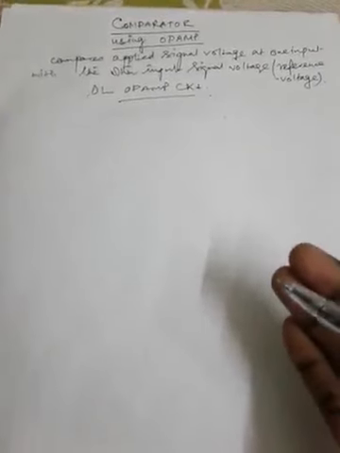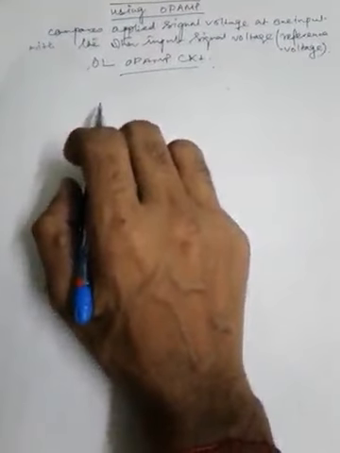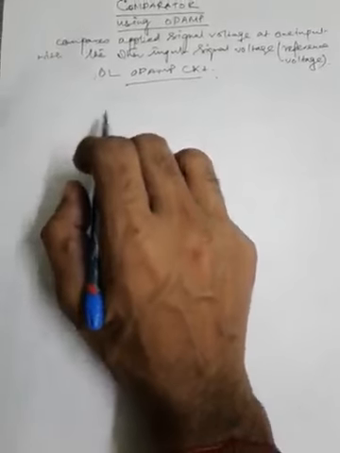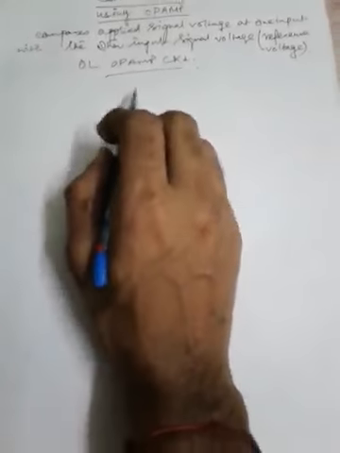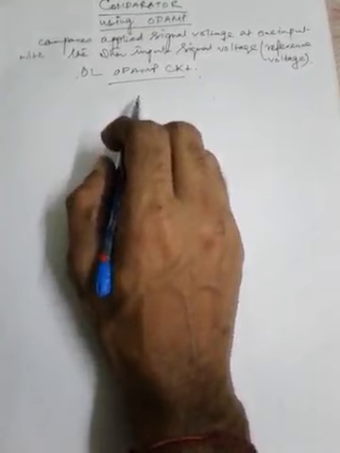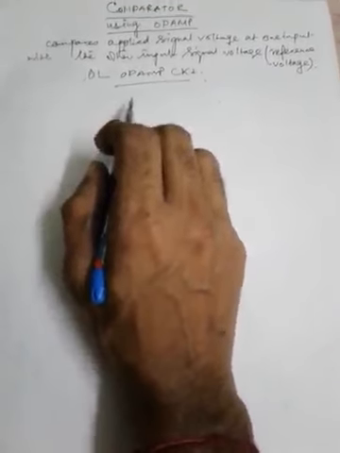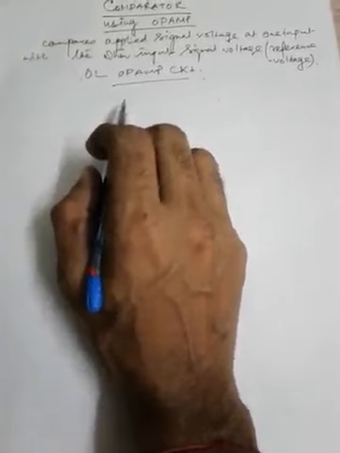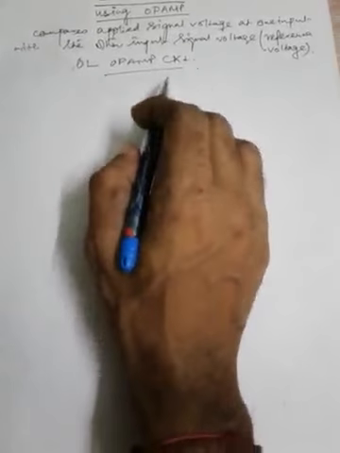Now the output will be positive or negative saturation voltage depending on which input is larger. Since it is an open loop circuit, from the two analog inputs, depending on which input is larger and to which terminal it is applied, inverting or non-inverting, the output will accordingly be positive or negative saturation voltage.